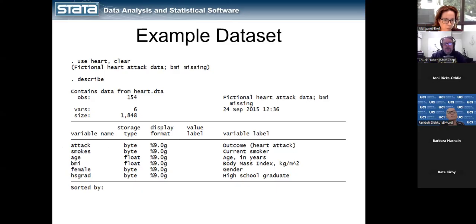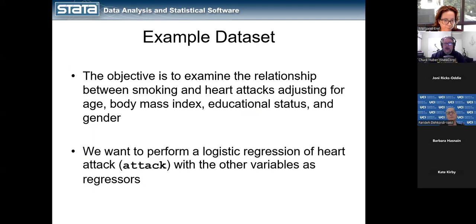Then we have age measured in years, BMI, which is body mass index, female, which is an indicator for female or not, and then HS grad, which is high school graduate or not. I don't think we actually use that much. But anyway, those are the variables that we're going to be using. And again, it's available in that download.